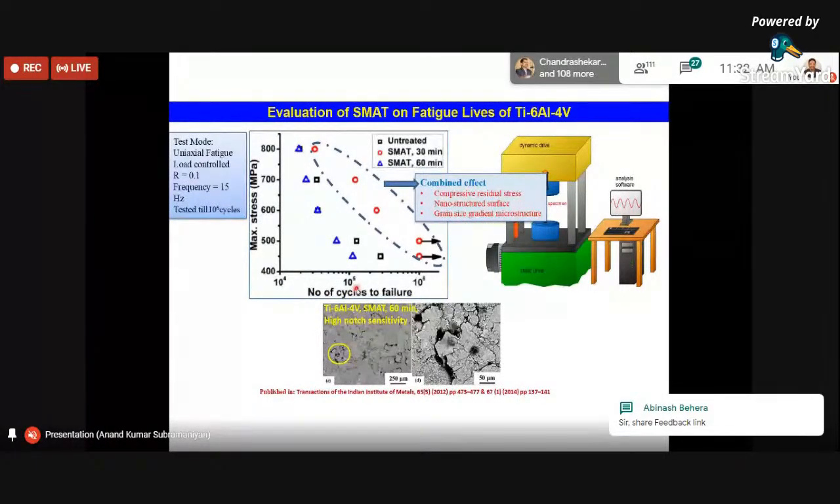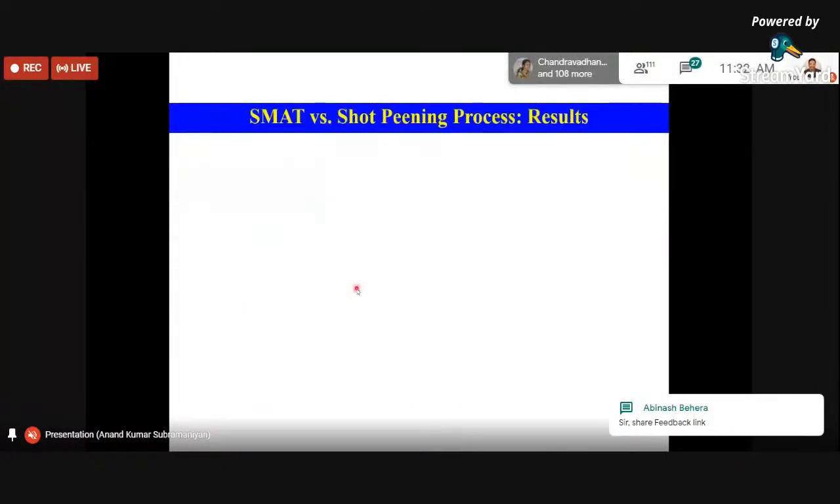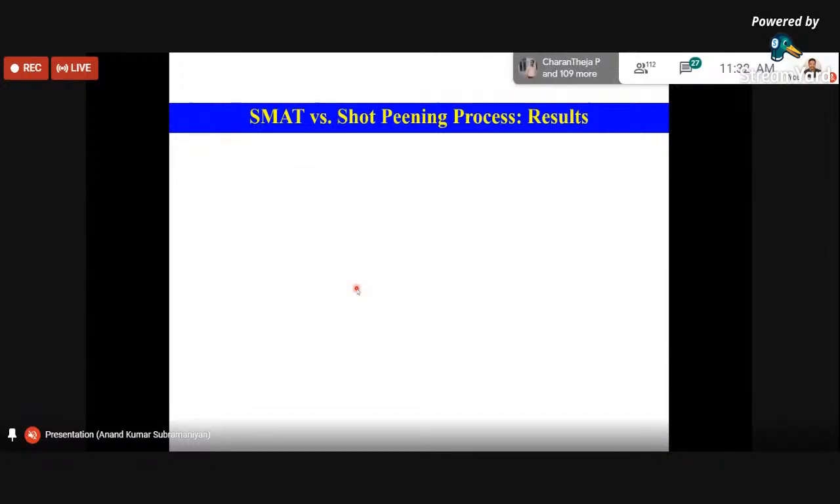Okay, so that is the takeaway, and I just wanted to draw your attention to a quick one-on-one comparison between what happens when we compare the SMAT process with shot peening, right?